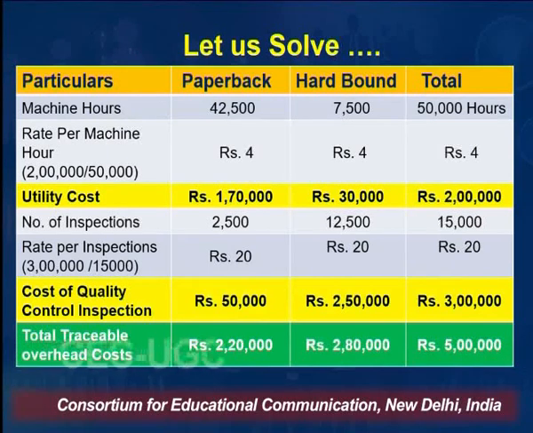The same process we follow for hardbound, rupees 30,000 on account of utility cost and rupees 2,50,000 on account of cost of quality control inspection, and it is giving me a total value of rupees 2,80,000. Just do remember, when you show the calculation like this, your total overhead cost must be equal to what is given in the question, and yes, it is there, rupees 5 lakh. In the column of total, if you look, the total cost comes to be 5 lakh, and likewise the question offered us this value of utility cost to be 2 lakh and cost of quality control to be 3 lakh. The same is being visible here.